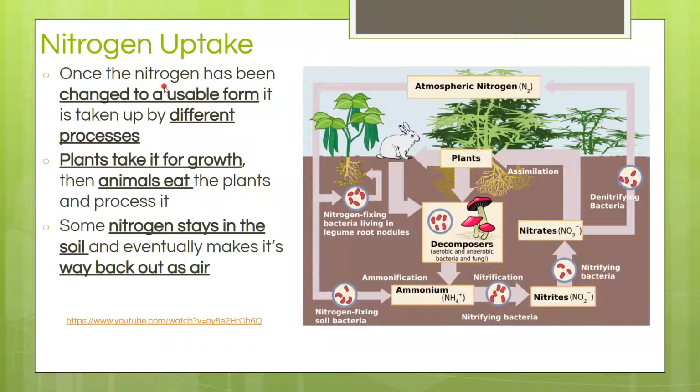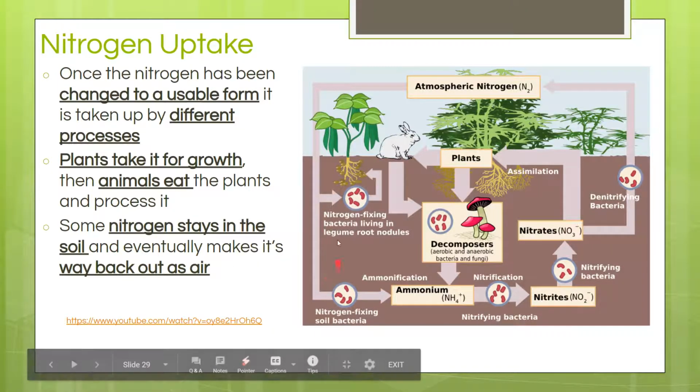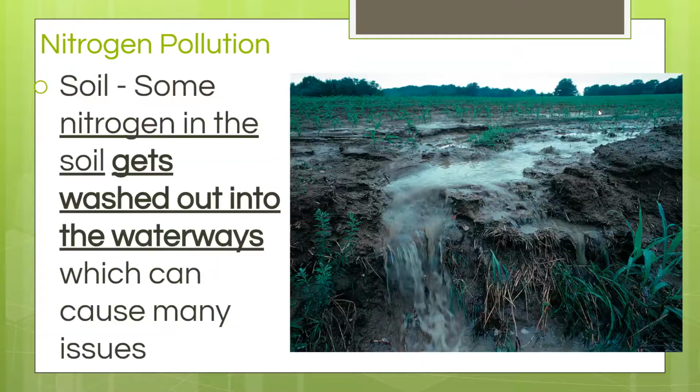Once the nitrogen has been changed to its usable form, it's taken up by different processes. So plants take it for growth, and then animals eat the plants and process it. So we got this little bunny. Bunny eats the plant, gets the nitrogen. I don't know why it's always a bunny. Some nitrogen stays in the soil, however, and eventually makes its way back out into the air. And so that's where we have these nitrogen-fixing bacteria, and then here, denitrifying bacteria send it back into the air.